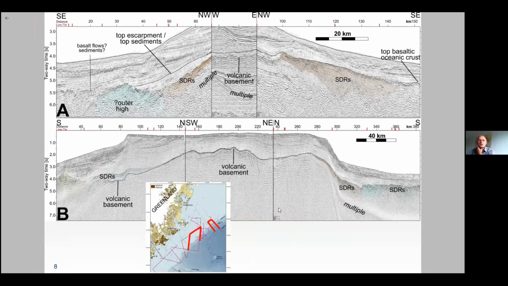So a relative timing issue can also be derived from such kind of composite sections here, the upper part. This is the lower section. And if you are following the top of the SDRs, here again, the nice escarpment, the top of the SDRs ends up in the sediments here, and the top of this SDR wedge comes to the base of these SDRs here. The same here, you can follow the top, and you will end up at the base, resulting in individual wedges being emplaced at certain time stages during the rifting.